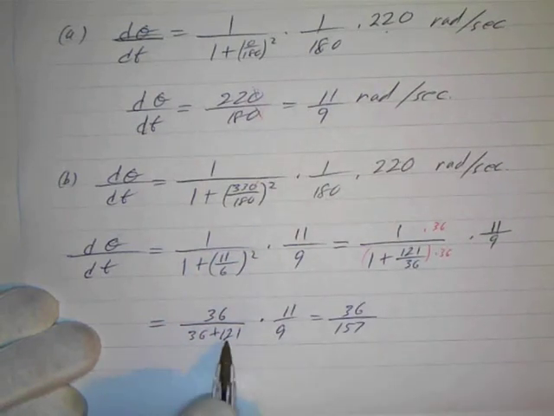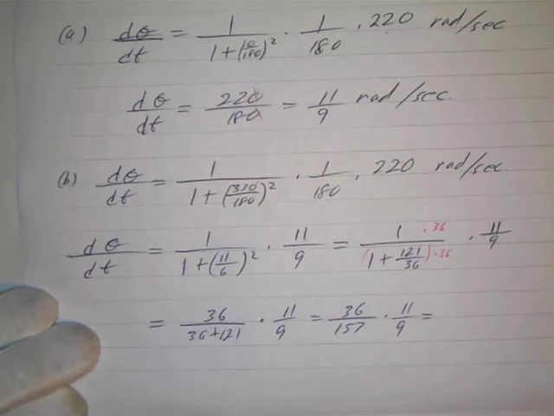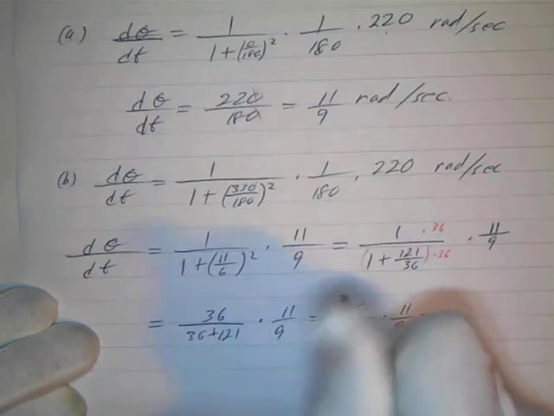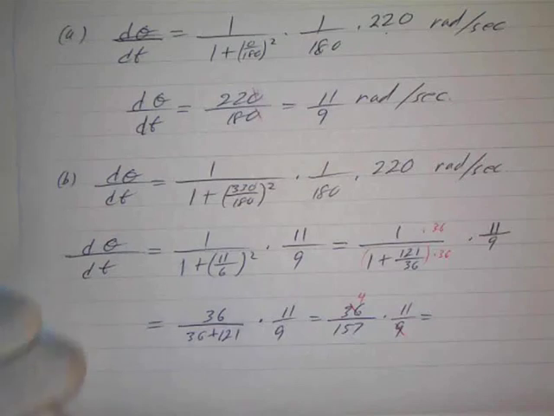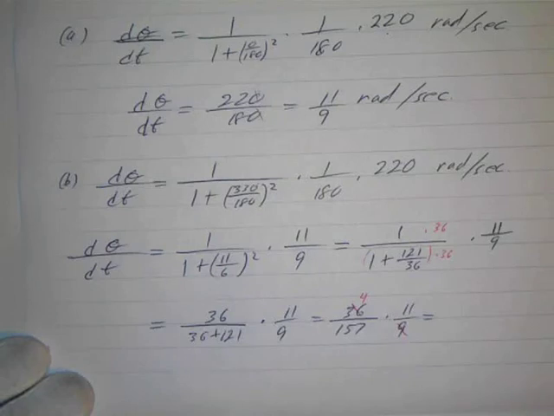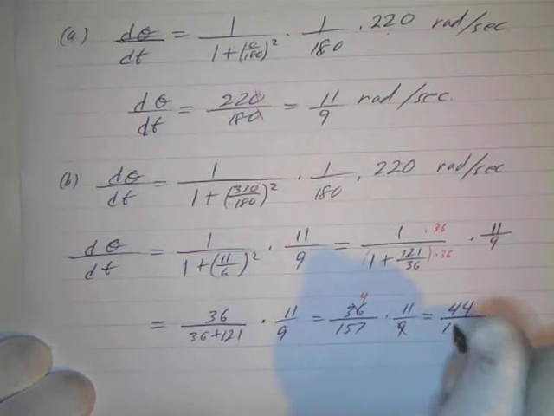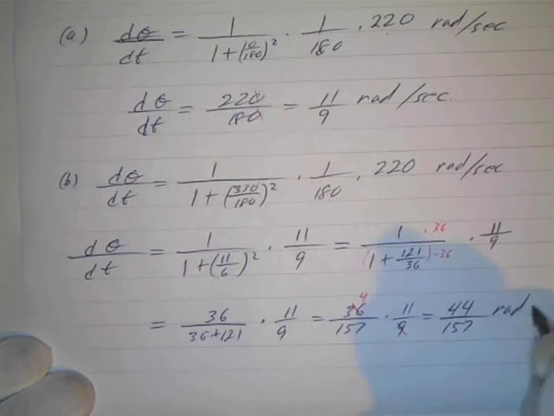All right. 36 plus 121, yeah, 157. And that's going to be times the 11 over 9. And 9 goes into 36 4 times. I don't know if I can reduce this. I don't know much what goes into 157. Doesn't look like 3 goes in there. It doesn't. So I'm going to just leave this at 4 times 11 is 44 over 157, and that'd be radians per second.